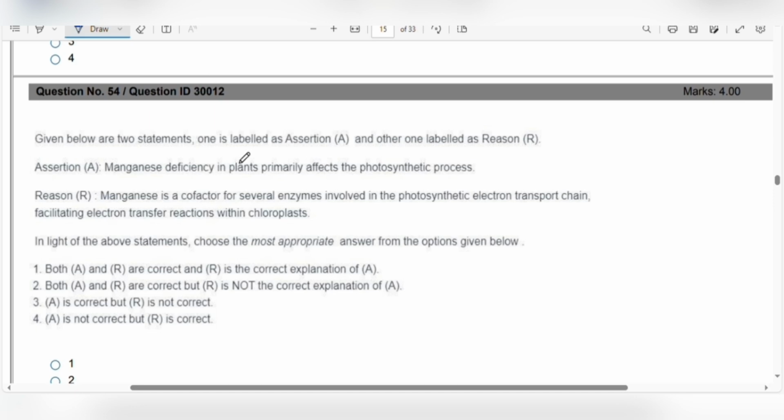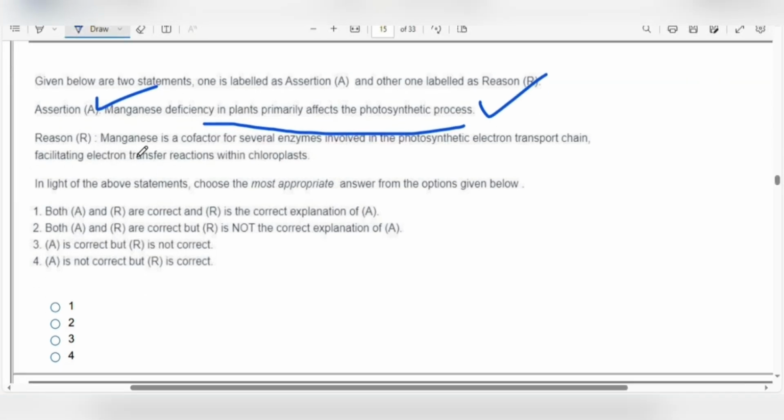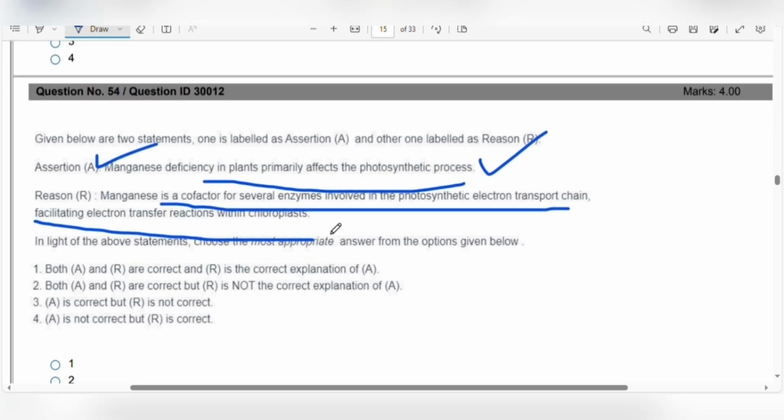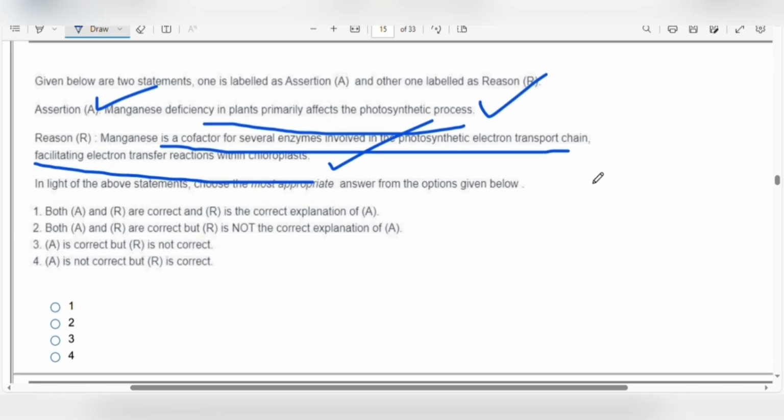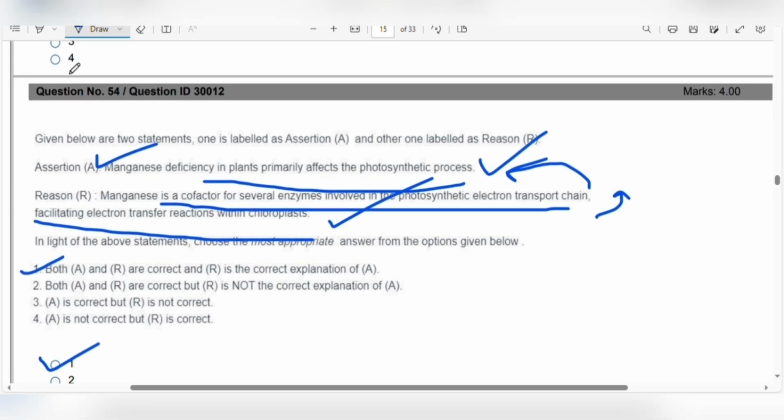Manganese deficiency in plants primarily affects the photosynthetic process. Yes, we know this. Manganese is essential for photosynthetic activity of the plants. Why? Because manganese is a cofactor for several enzymes involved in the photosynthetic electron transport chain, facilitating electron transfer reactions within chloroplasts. This is also correct. So A is correct, R is correct, and R is the reason why A is correct. So the answer is option 1, right?